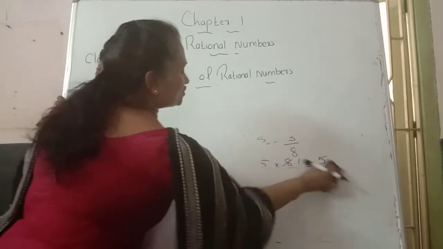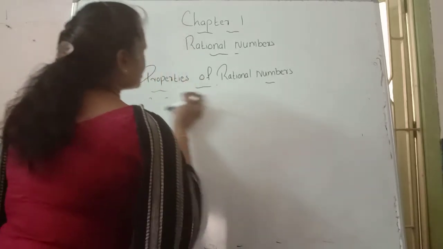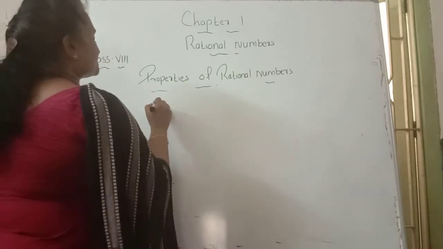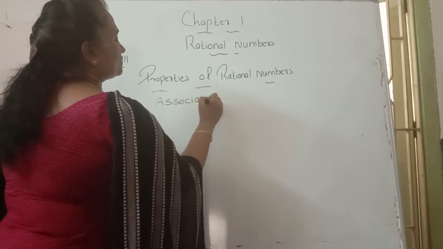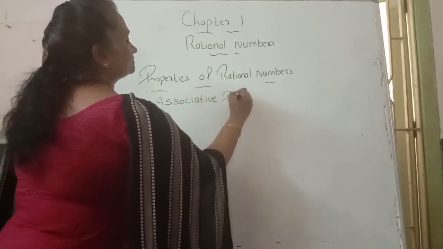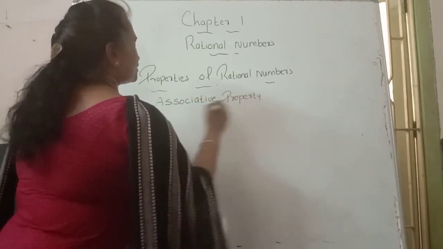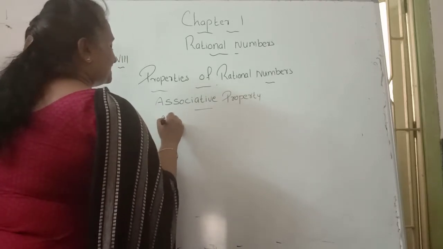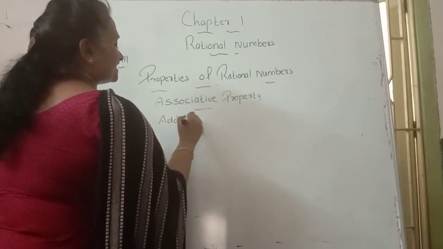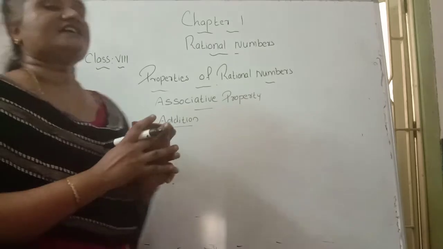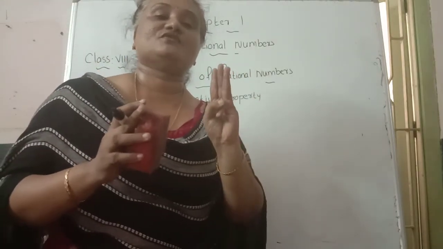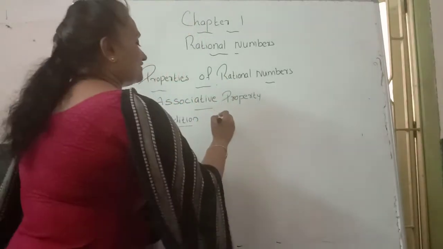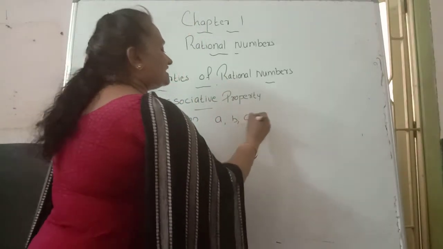In the associative property case also, one by one we want to check. Associative property. The first is the addition case. In the addition case, we consider 3 numbers. How many numbers are we going to consider? 3 numbers: A value, B value and C value.